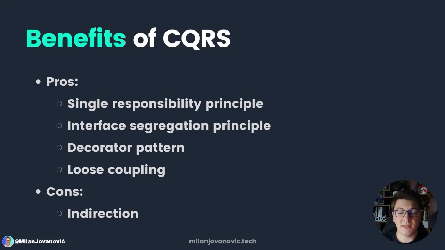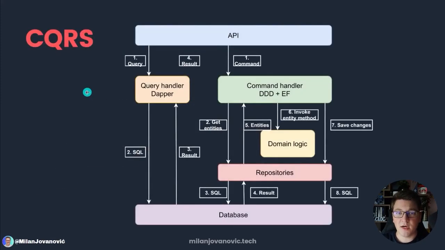Of course, we can't only have good things, and one of the drawbacks of the CQRS pattern with Mediator is indirection. It's harder to reason about which class handles the request. In my opinion, the pros largely outweigh the cons, and I think using the CQRS pattern with Mediator is very valuable in the clean architecture. Here's what the CQRS pattern looks like on a high level.